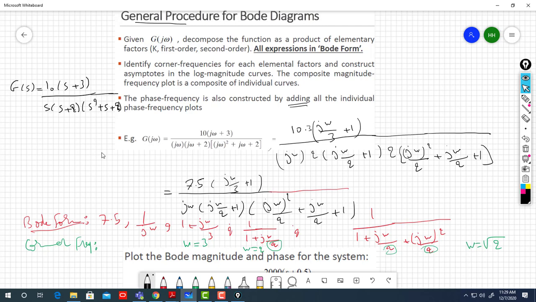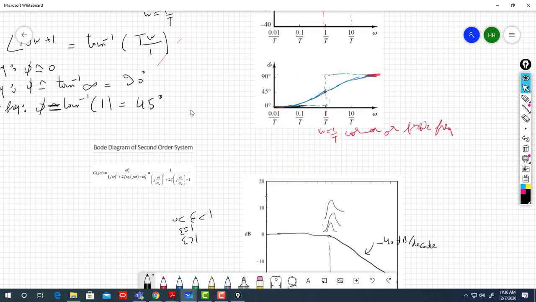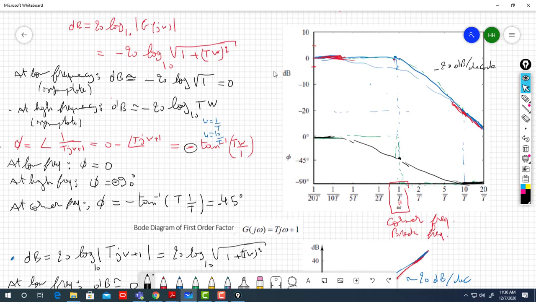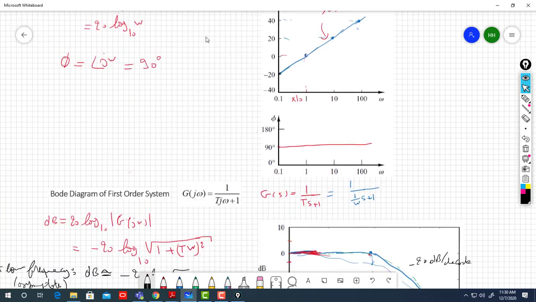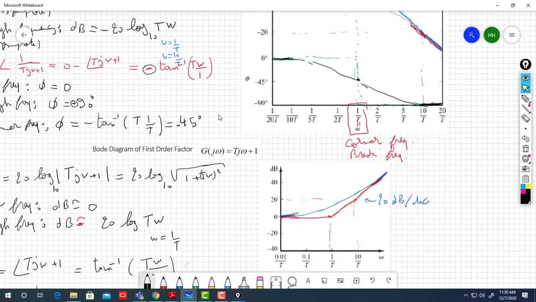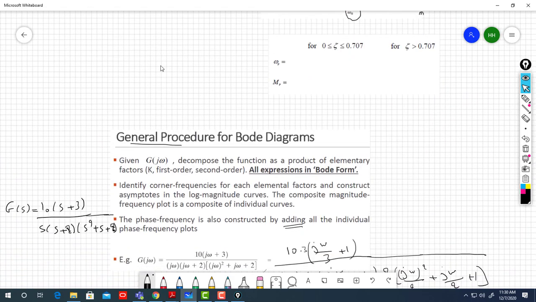And then at the end, it's logarithmic, so the product of them is the addition of the graphs altogether, for phase and for magnitude. So we do adding. Then the only thing we need to do is convert this to the standard form. And as I told you, you need to remember the standard forms by heart. Those are what we studied up to now: s, 1 over s, integral factor, derivative, first order factor, second order system, etc.